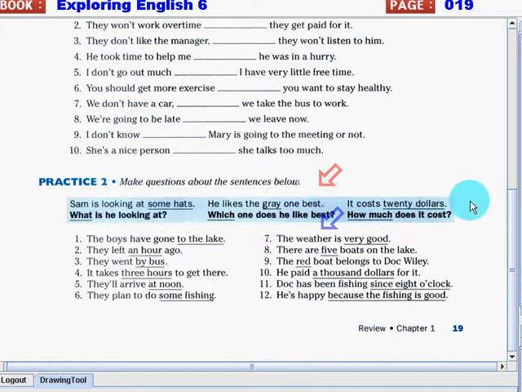For example, Sam is looking at some hats. What is he looking at? He likes the gray one best. Which one does he like best? It costs $20. How much does it cost? So these are the sentences, and you can write your answers on another piece of paper.